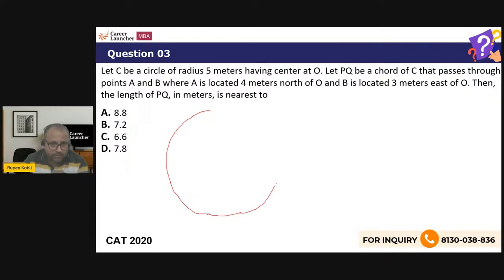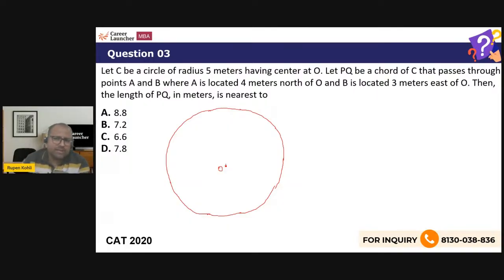The radius of the circle is 5 meters. Center is O. Let PQ be a chord of C that passes through points A and B, where A is located 4 meters north of O. So that's 80% of the radius, right?